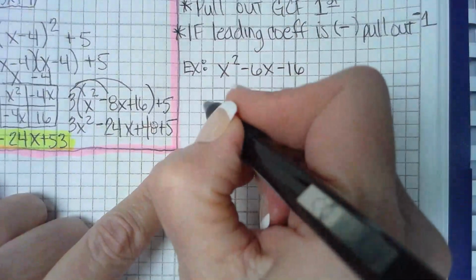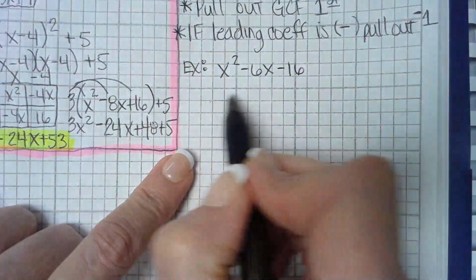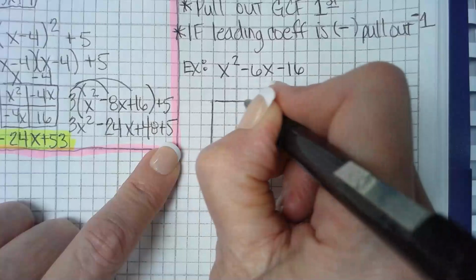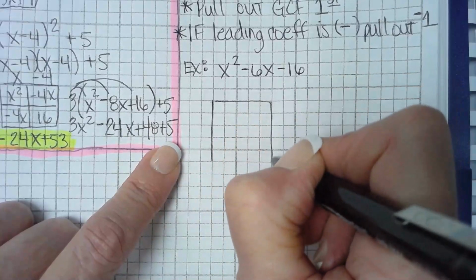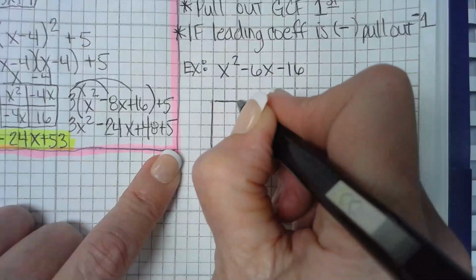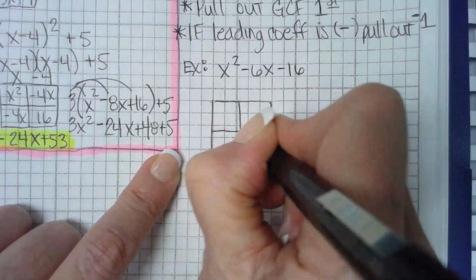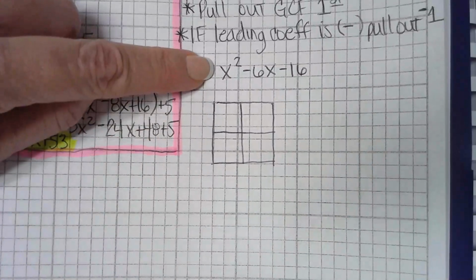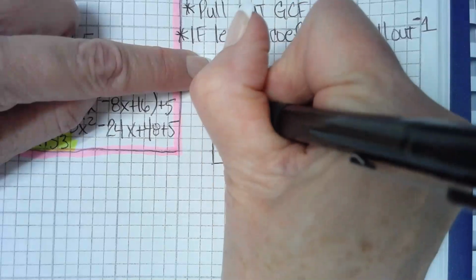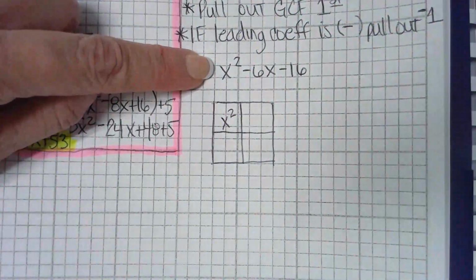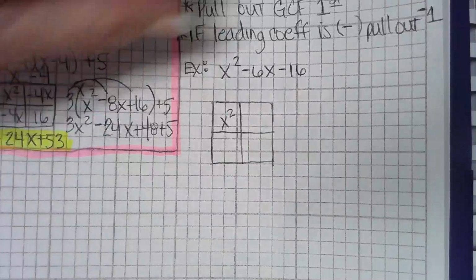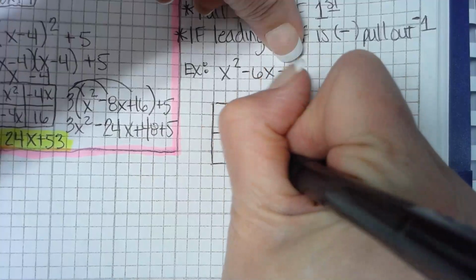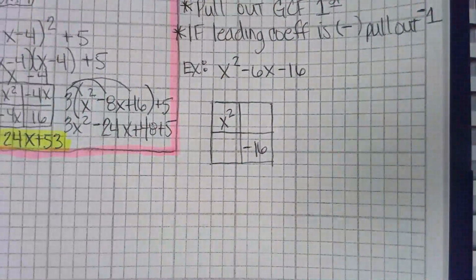This is a long process. Okay, so we want to leave ourselves a little bit of room up top and on the side. We're going to do us a 2x2 box. Okay. The first term goes in the top left box. The last term goes in the bottom right box.